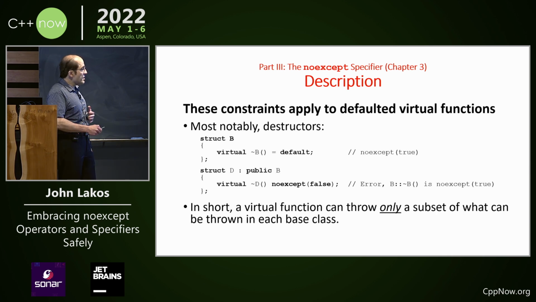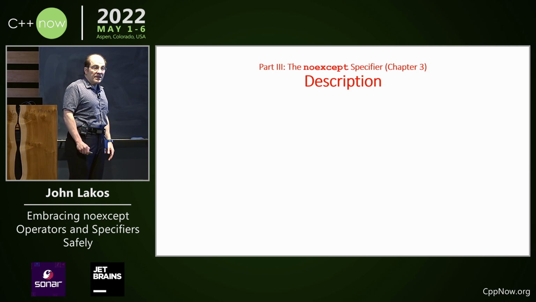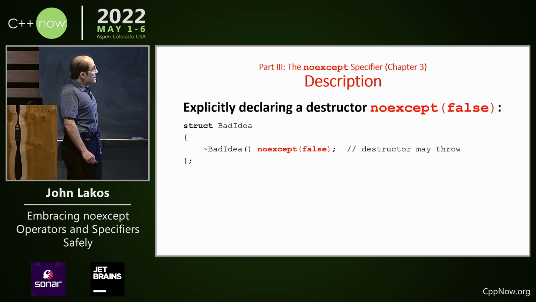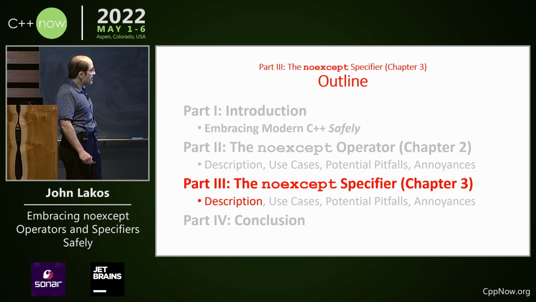In short, a virtual function can throw only a subset of what can be thrown in each base class. That's really the be-all and end-all. It can be an annoyance because sometimes you know better and you say, I know in this context it's going to be fine. Anyway, explicitly declaring a destructor noexcept(false) is something you can do. That's why you need this. You need to be able to say that this thing actually can throw, but it's just a really bad idea. But I already said that.